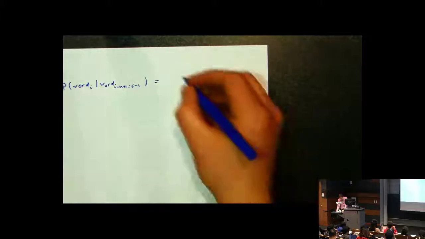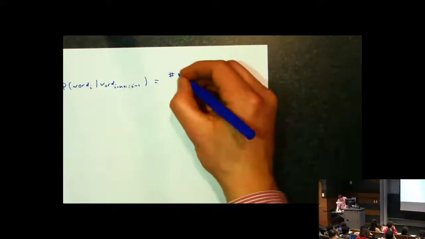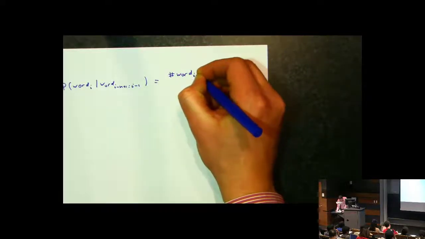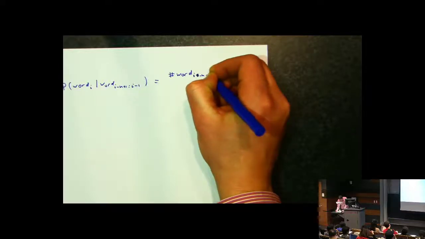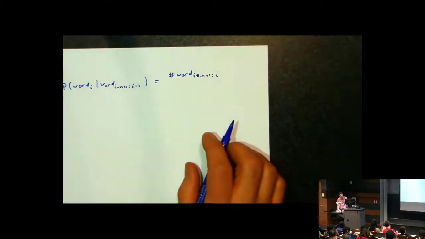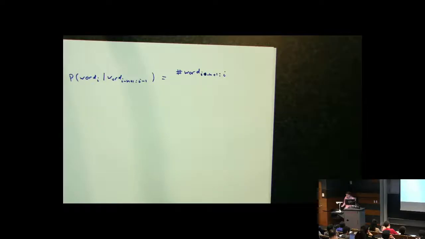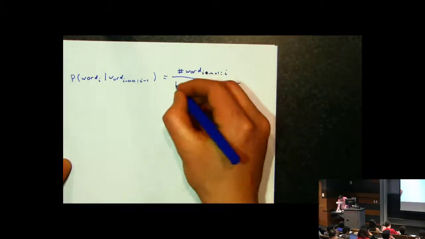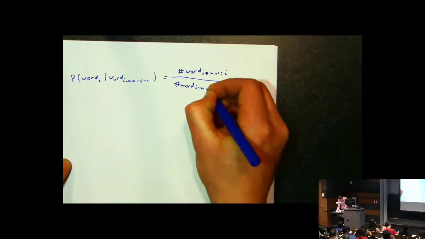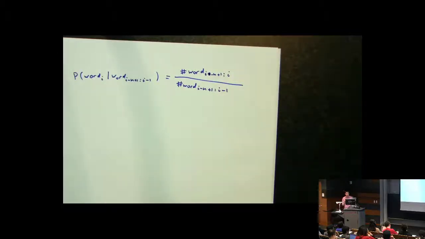This is just equal to the number of times in my data set I've seen this whole sequence, word I minus n plus 1 all the way to word I. The number of times I've seen that whole phrase, divided by the number of times I've seen word I minus n plus 1 to I minus 1. In other words, the number of times I've seen the preceding phrase.